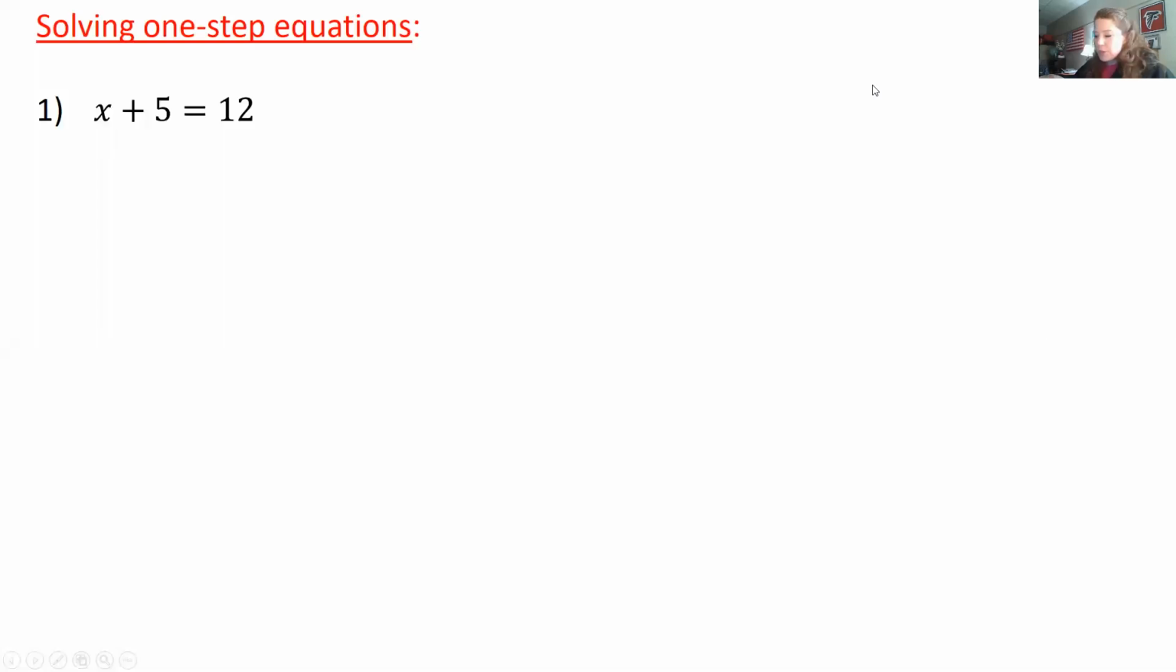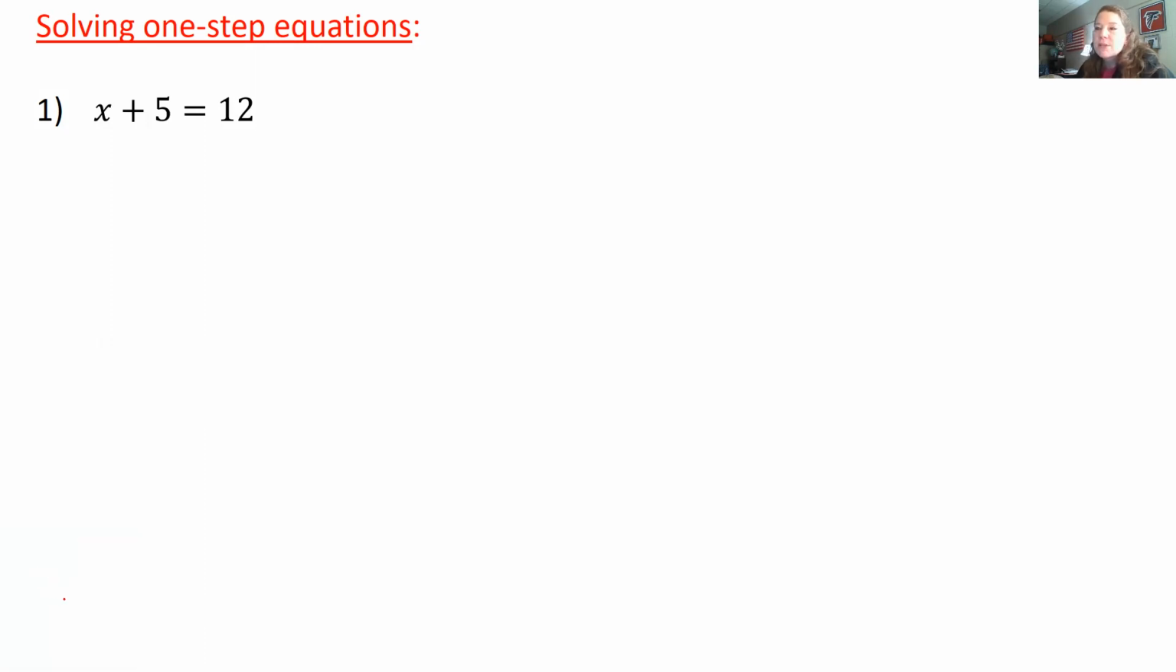Hey guys, we are going to start solving one and then two-step equations. So hopefully you all could print these problems out. You'll be doing this from now on in math. You will be solving equations every year you're in math for the rest of your life. All right, so let's go through these.